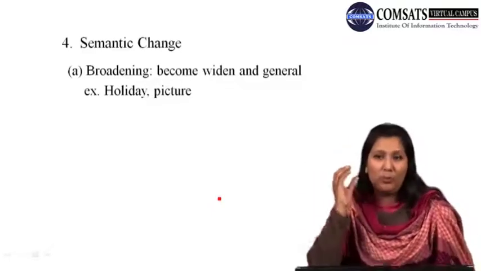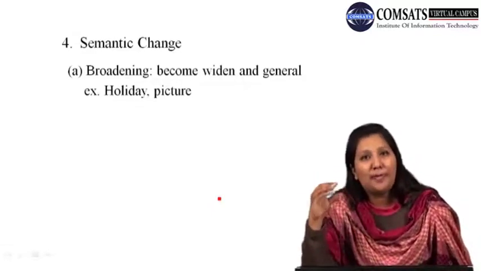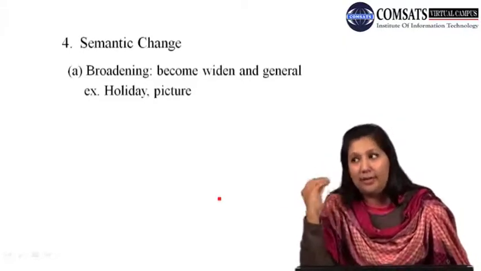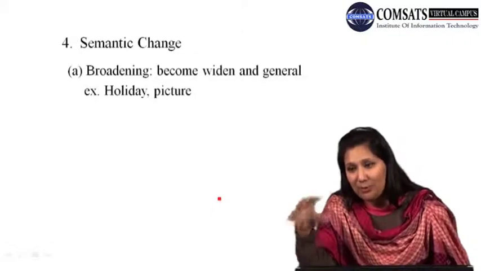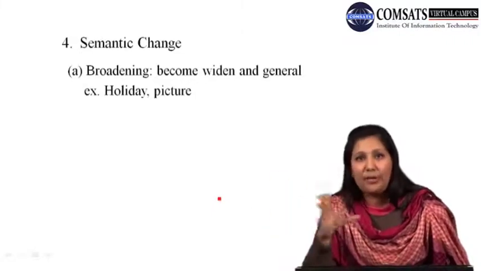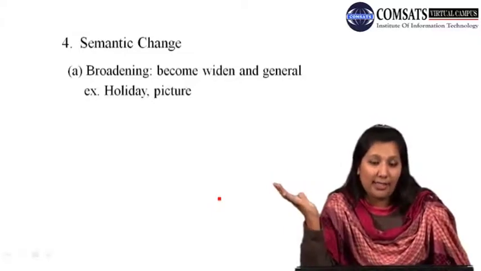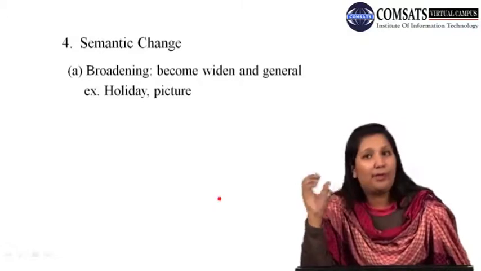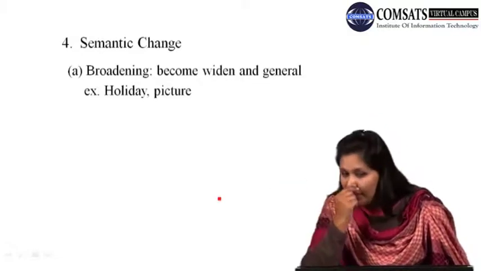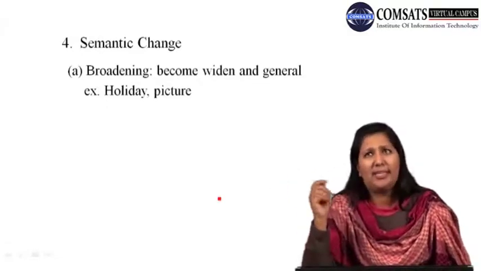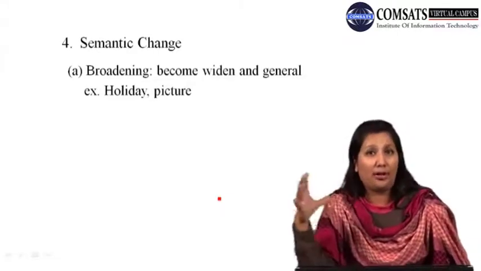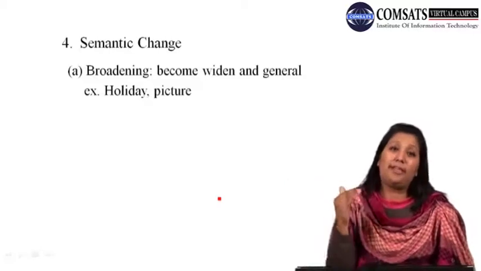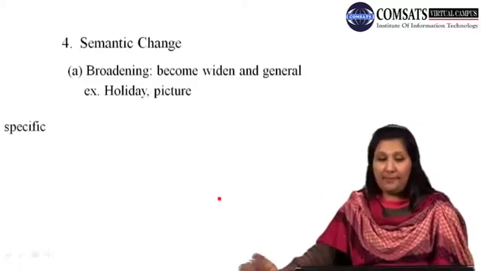Before this, maybe one word can have one specific meaning, but what happens with semantic change is that a meaning that was specified to one thing can be generalized and become wider, they can broaden, and they can have an effect on some other categories as well. For example, holiday and picture. Holiday has got quite a broader meaning, picture has got a broader meaning, and this is the semantic change that has come in these two words.